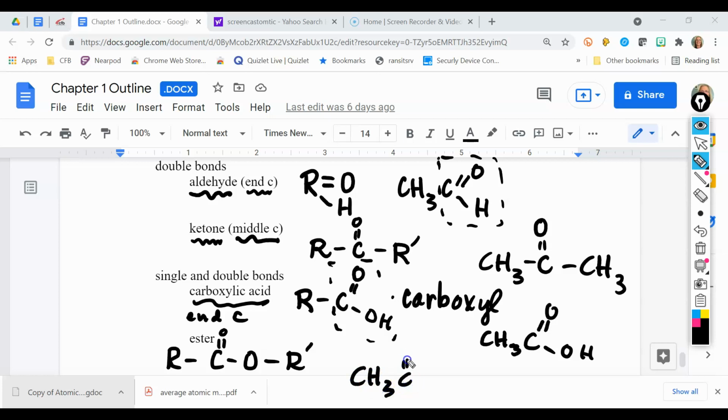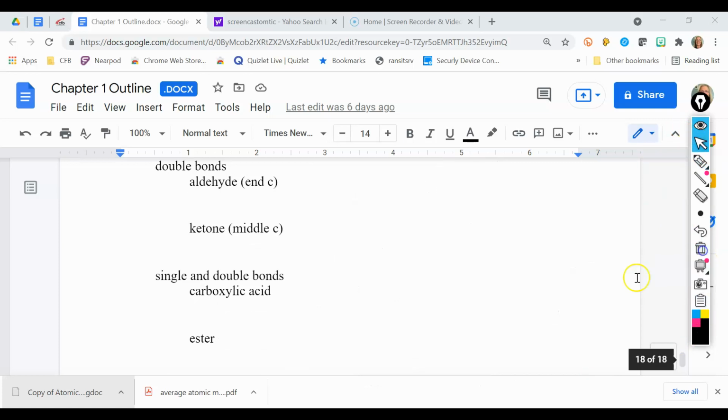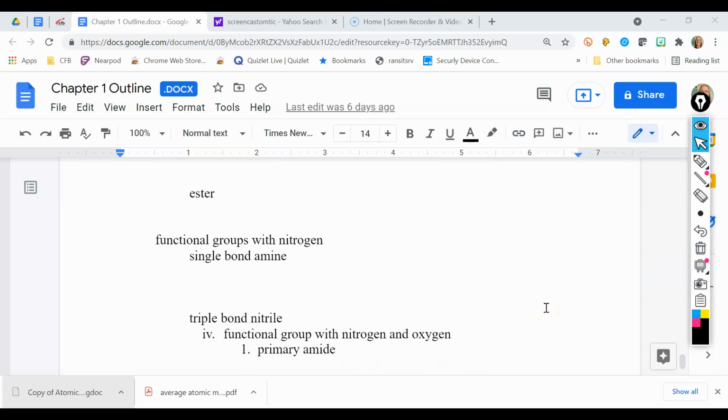CH3, C, double bond O, followed by an O right here, and then it is bonded to the rest of the carbon chain, so it might be CH3, just like that. And that is called an ester. So those are our names of those particular ones. We have a few more to add here, so we're going to move this along.